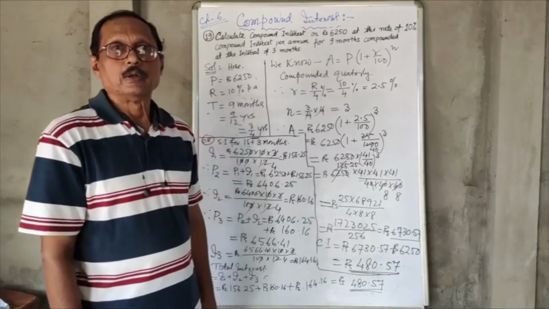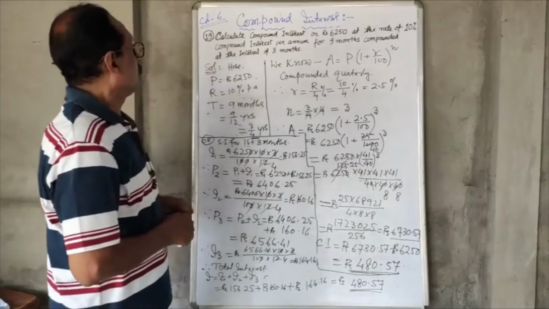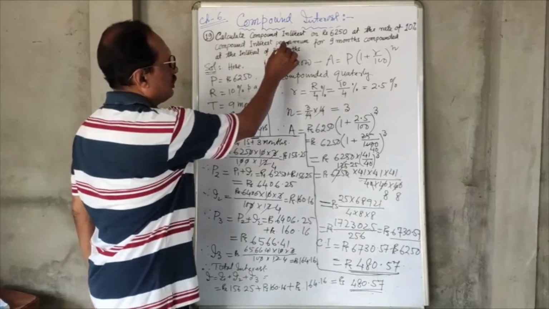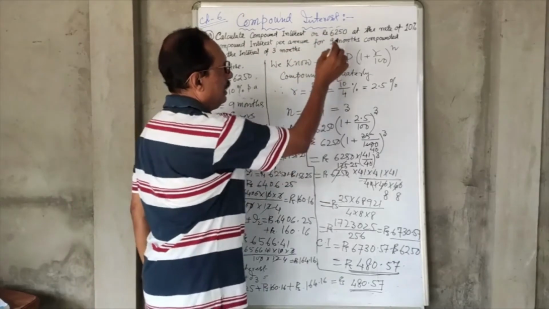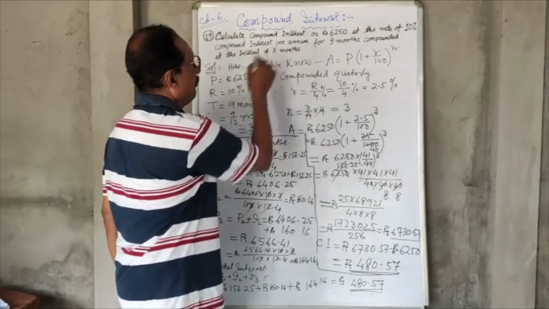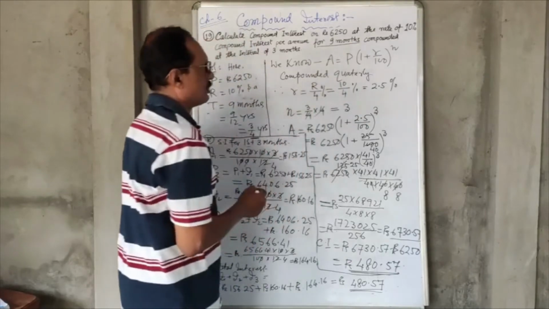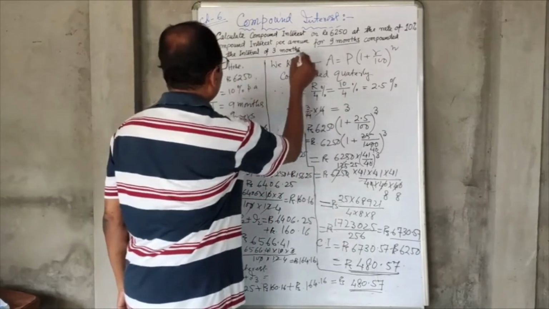Next, we are discussing the next problem, problem number 19. Please read this problem. In this problem, it is stating: calculate compound interest on rupees 6,250 at the rate of 10% compound interest per annum for 9 months. It is given for 9 months, compounded at the interval of 3 months.